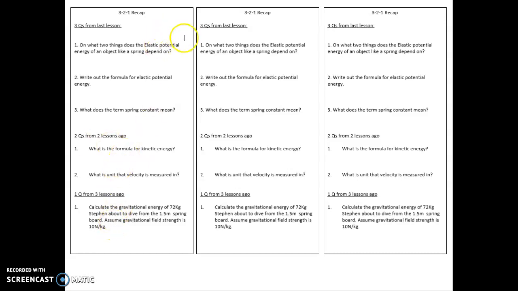So here we go. We've got some 3-2-1 questions. Okay, have a go at those. They might have been printed off for you, or they'll be attached if you're doing this lesson remotely. Okay, so off you go, and we'll look at the answers in just a second.